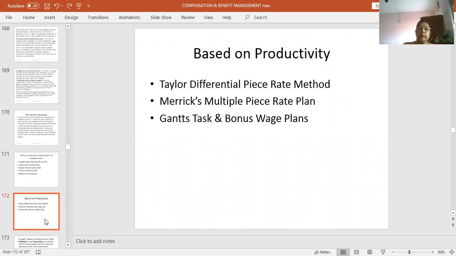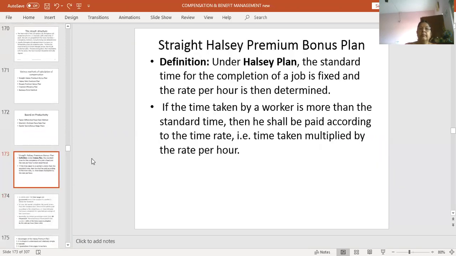Piece rate means the number of pieces produced by an employee. Depending on the number of pieces he produces in a day, the wages will be fixed for him. That is called piece rate, the number of pieces he manufactures.